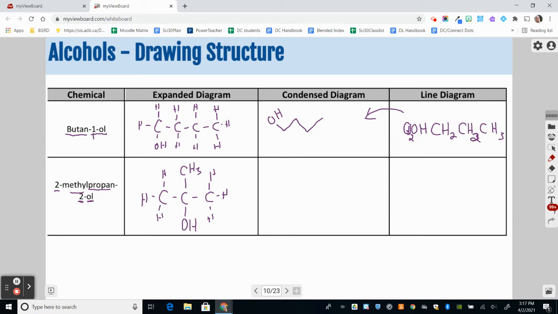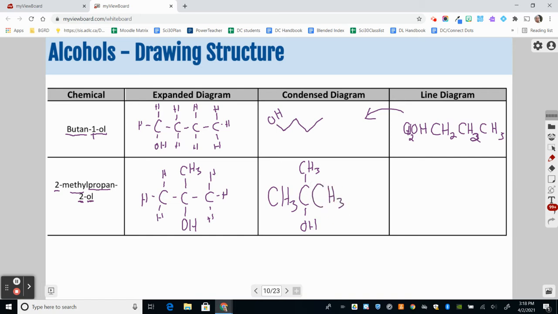All right, so the condensed diagram is what we're doing. The first carbon has 3 hydrogens. The next carbon has a methyl group. I'm just going to use a little line to show the methyl group. If you want, you can use a little line to show the alcohol group. That's fine too. And then the last carbon has 3 hydrogens.